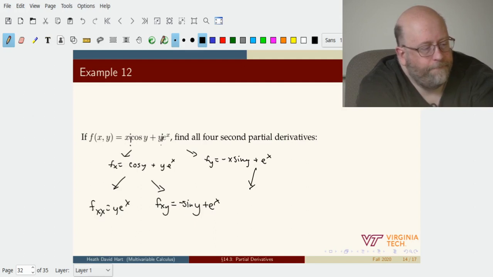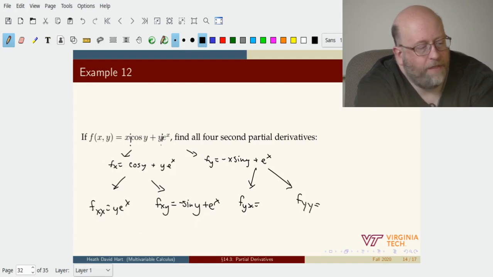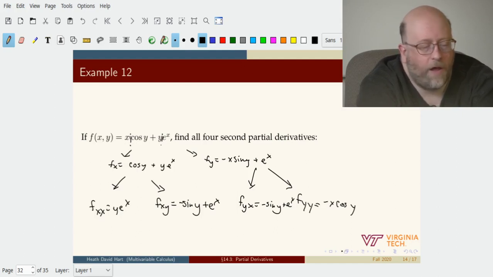All right. Then here we have fyx, and then later we'll have fyy. For fyx, I'm starting with fy and then taking the derivative with respect to x. So the derivative of minus x is just minus 1 times sine of y. So minus sine y. And the derivative of e to the x is still e to the x. And then fyy, the derivative of negative x sine y would be negative x cos y. And e to the x doesn't have a y in it, so it goes away.